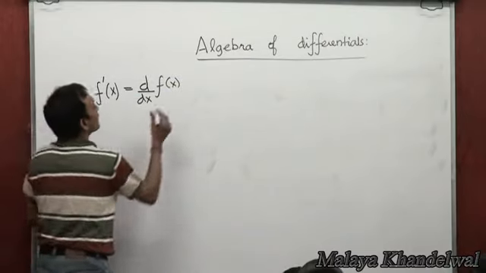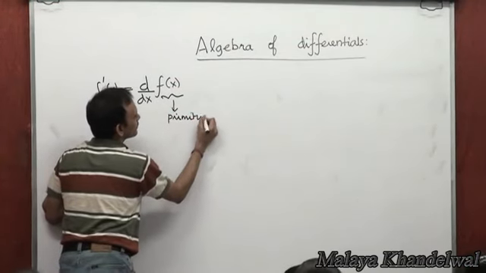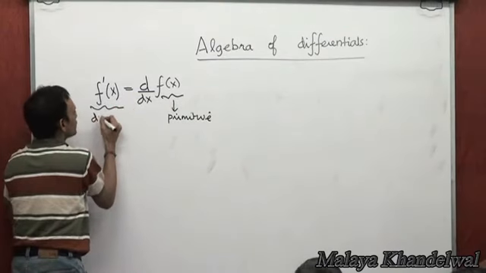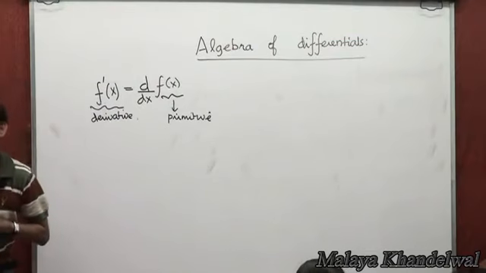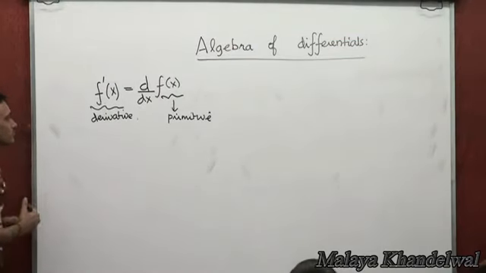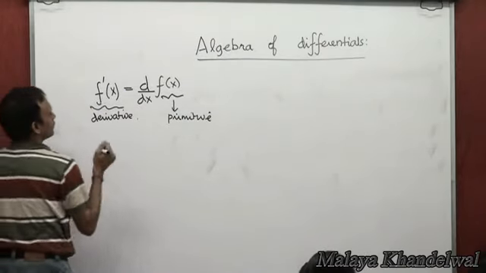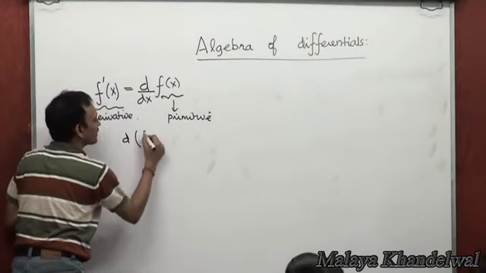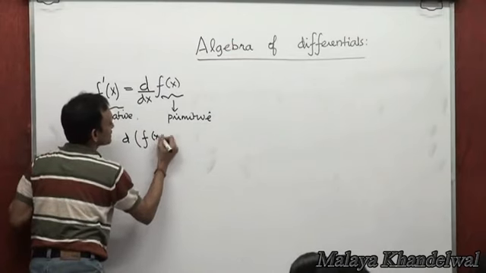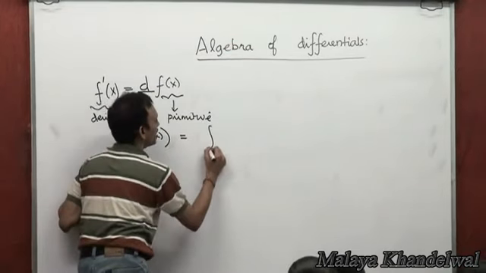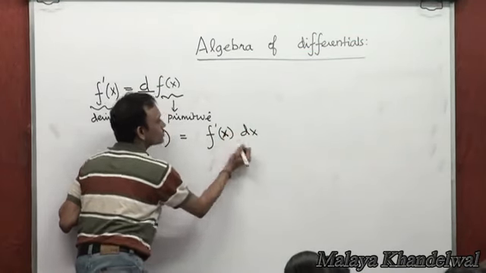Where f(x) is the primitive and f dash x is the derivative. F(x) is the primitive and f dash x is the derivative. So then d of f(x), this could be looked upon as d of f(x) divided by d of x. D of f(x) is like f dash x into dx.